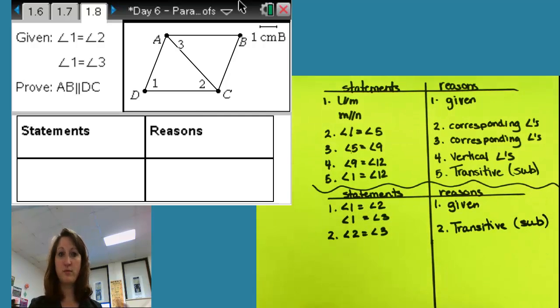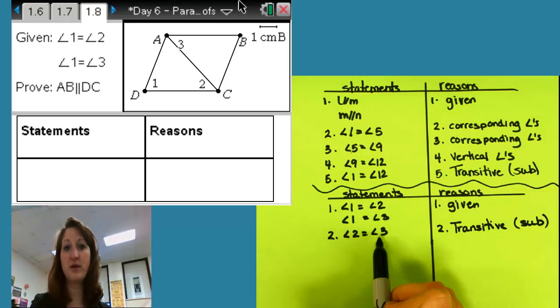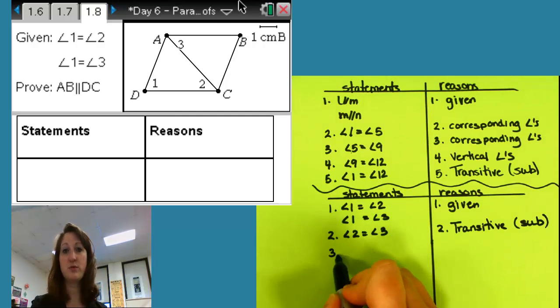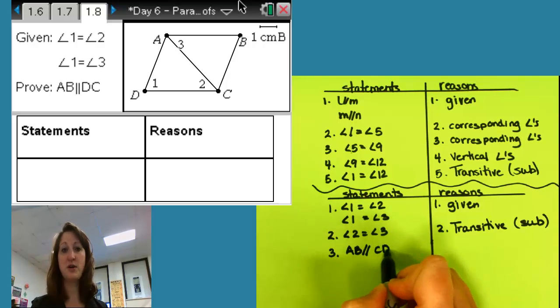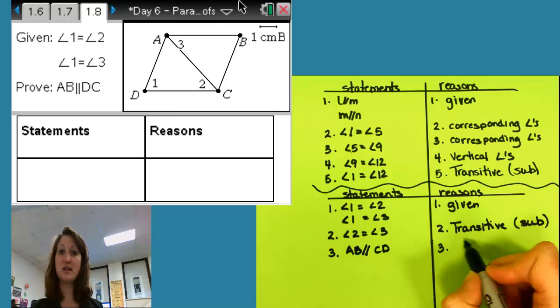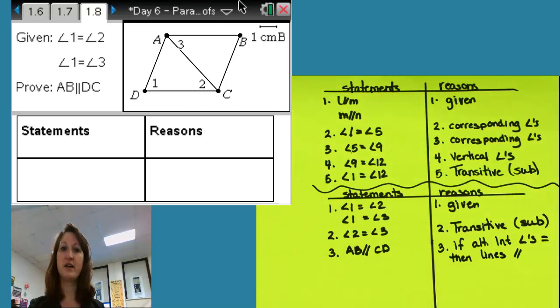So my proof: angle 1 is equal to angle 2, angle 1 is equal to angle 3, 2 is equal to 3 because of transitive or substitution, and that shows that AB is parallel to DC because if alternate interior angles are equal, then the lines are parallel.